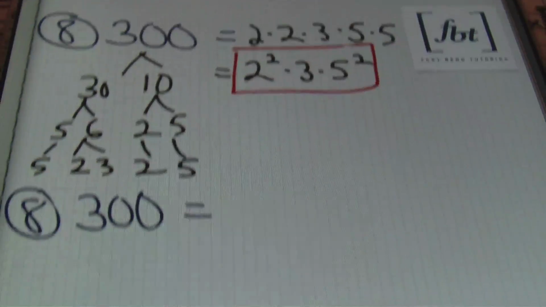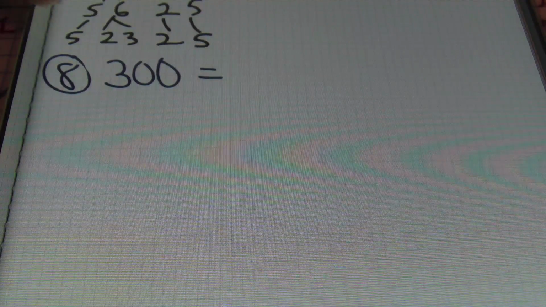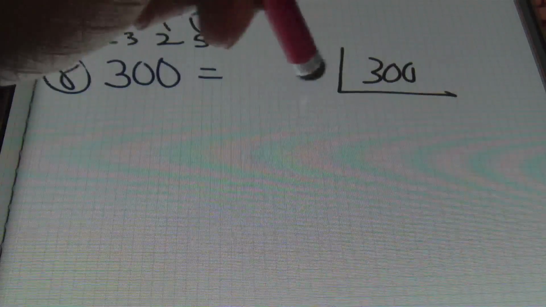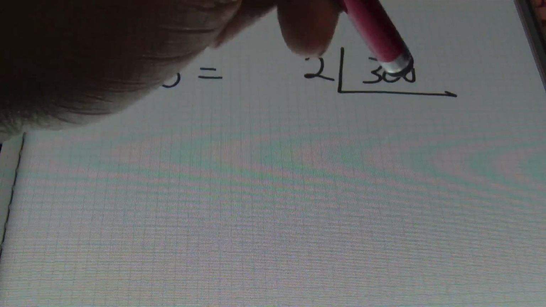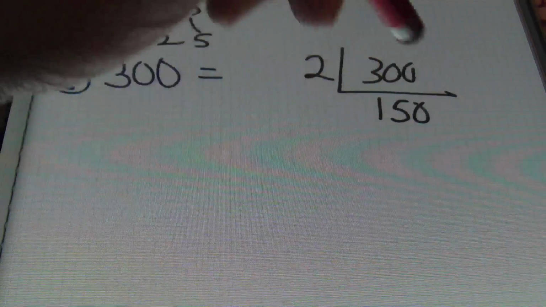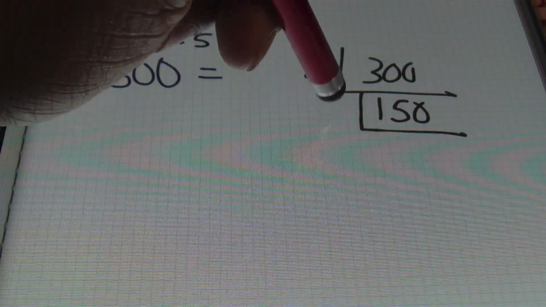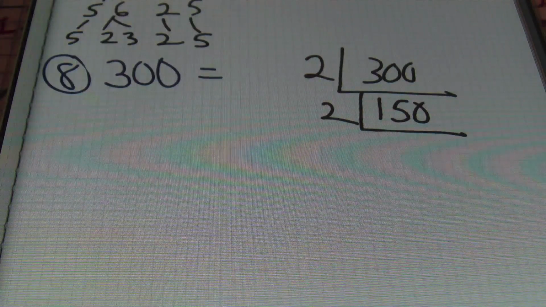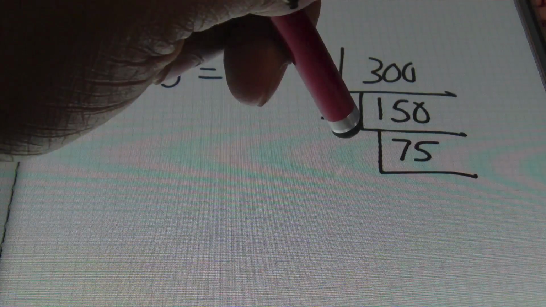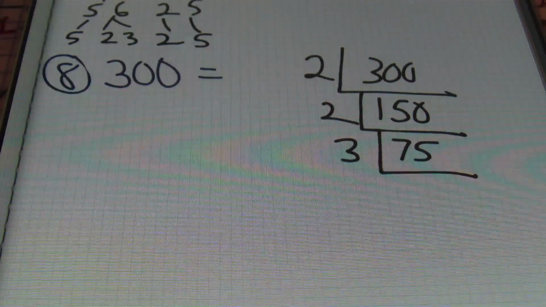All right, upside down division method. Let's check that out. For this 300 here, I know it can be divided by 2, so I'm going to use that. Let's divide this 300 by 2. I like the smaller numbers, so I'm going to go with that. 2 goes into 300 150 times. If you didn't know that, then you could always use long division. 2 goes into 150 75 times. And then we're going to go with 3 goes into 75 25 times. And then finally, 5 goes into 25 5 times.